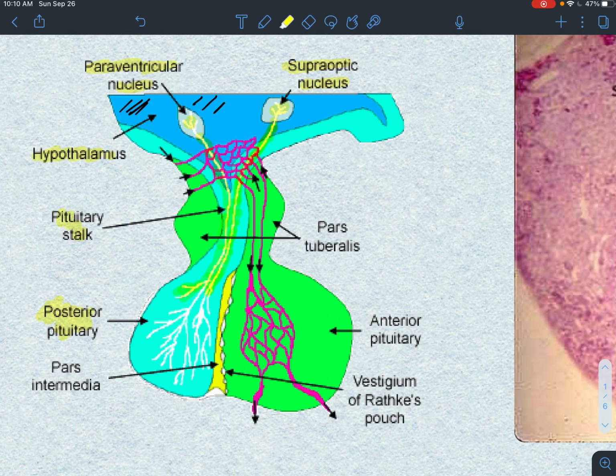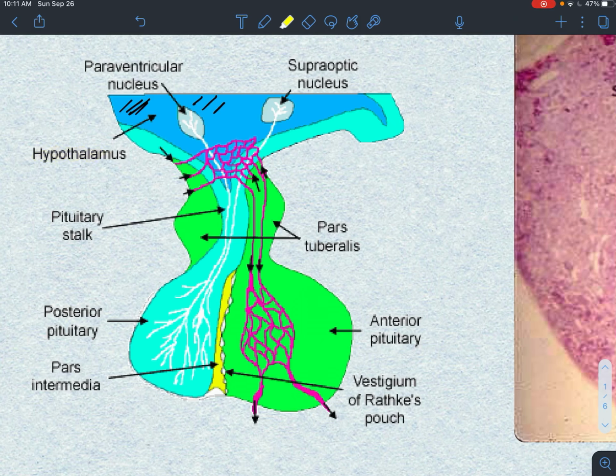And so in this picture, the posterior pituitary gland is on the left of the picture, and the anterior pituitary gland is on the right. So what does this mean for us? Well, this means that the posterior pituitary has a nervous system histology because basically it is simply an extension of the brain, right?